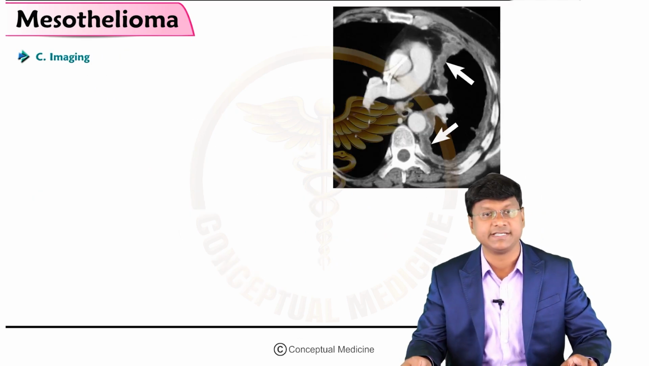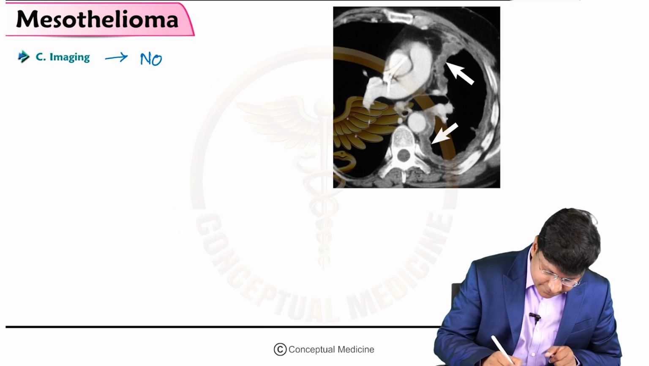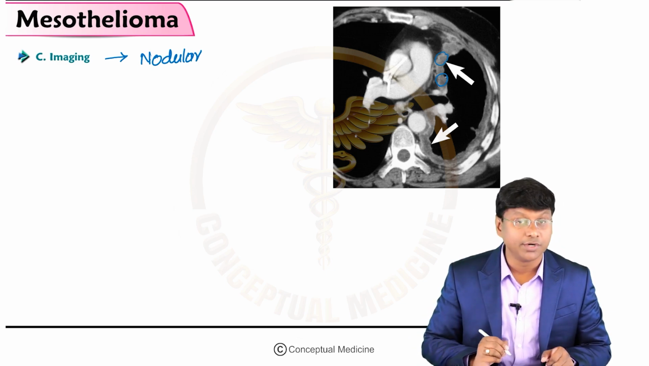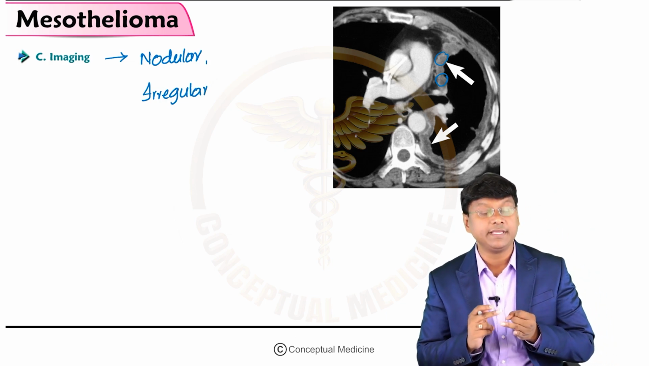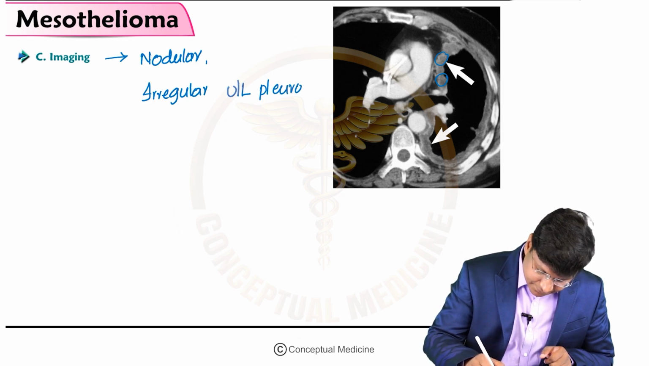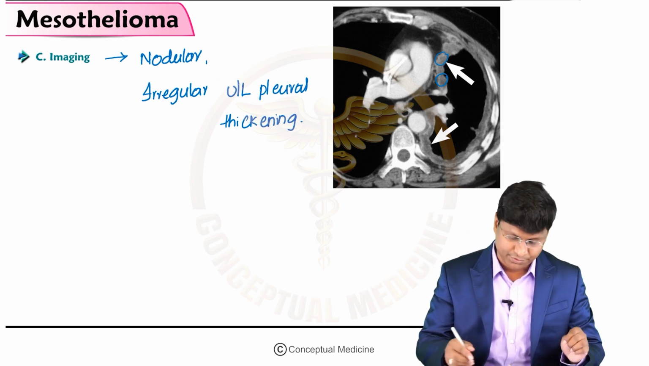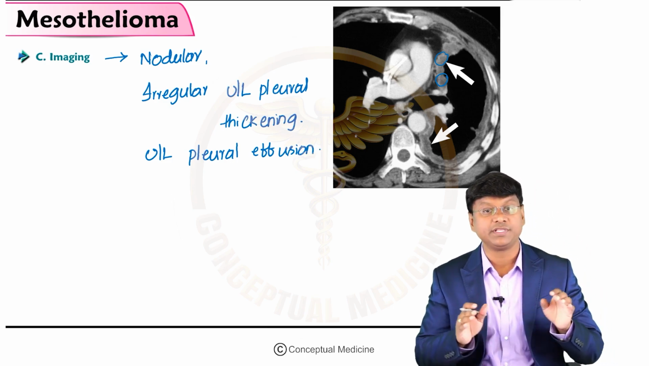Then followed by that, the imaging studies. Radiological abnormalities, if you see, consist of nodular, irregular, unilateral pleural thickening and varying degrees of unilateral pleural effusion. That is what you will see within the imaging studies.